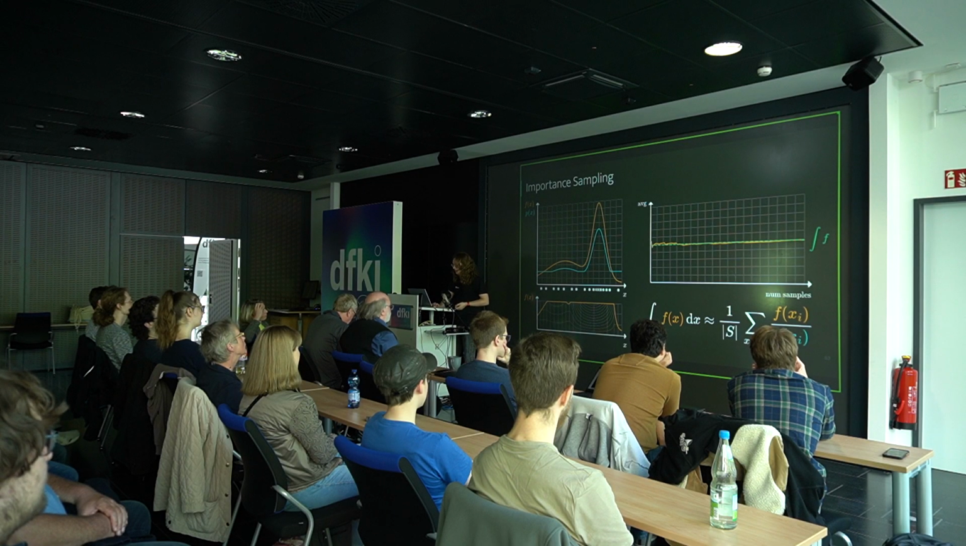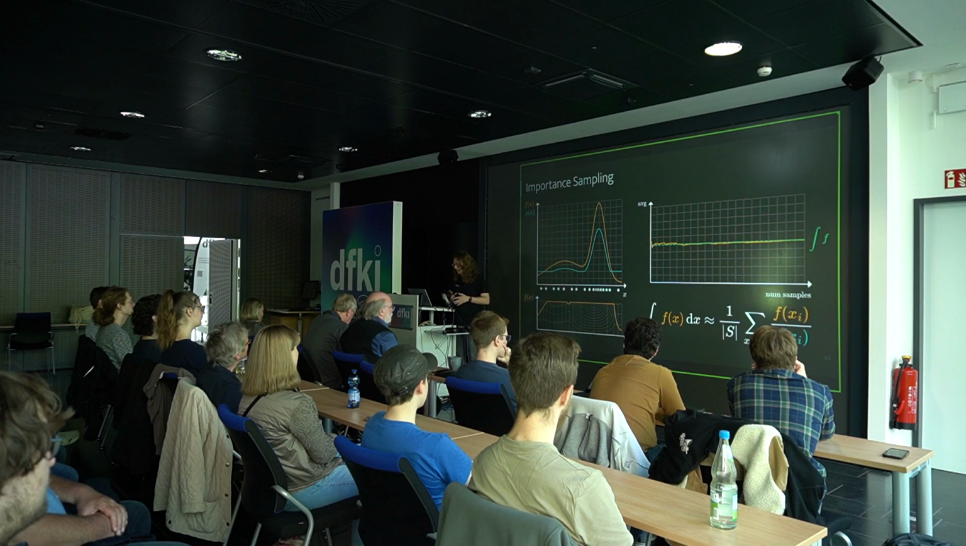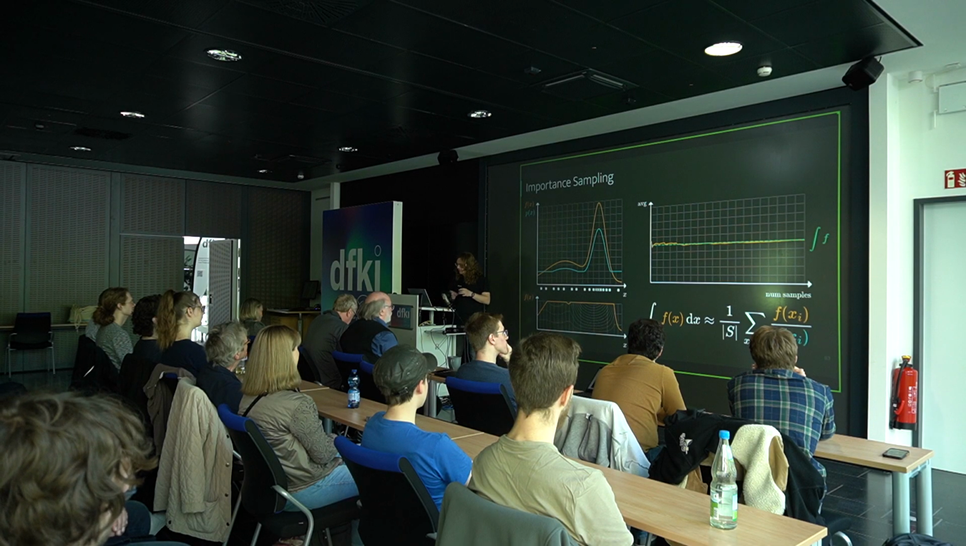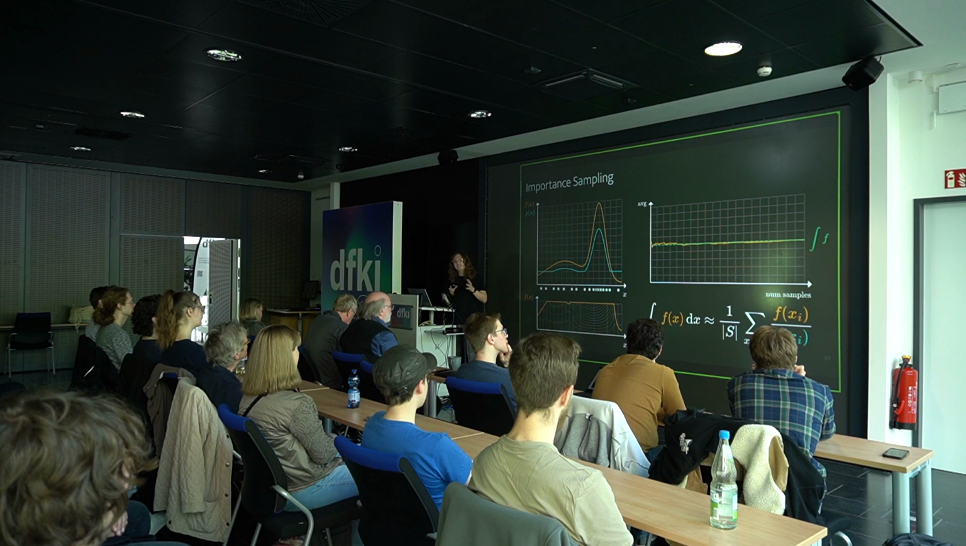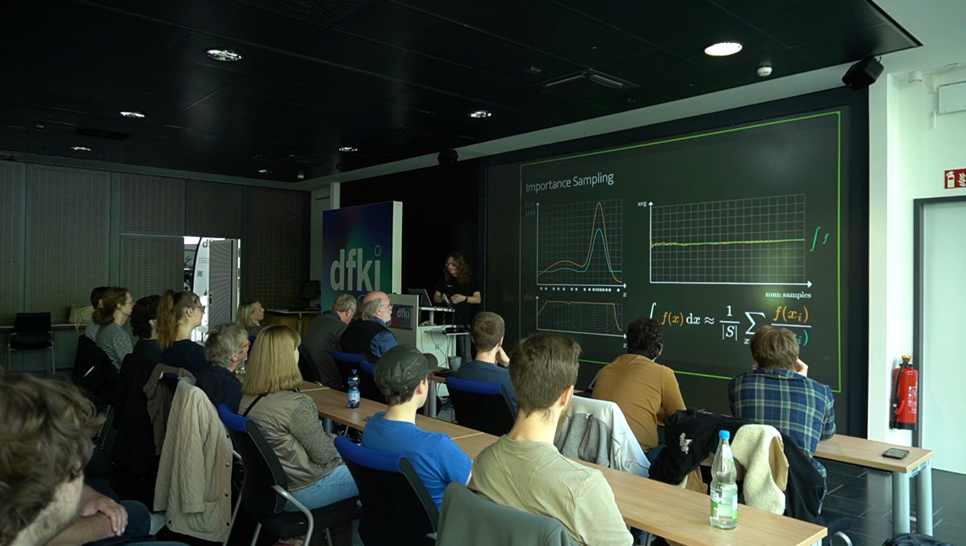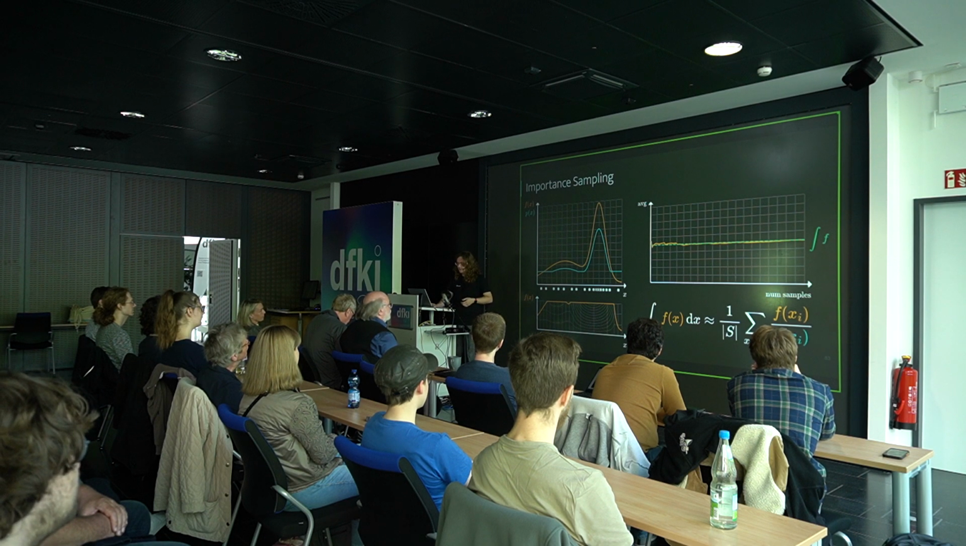This approach is known as importance sampling, and it is the foundation of everything that I'm about to show you today. The key takeaway here is we want to find sampling distributions that reduce the noise in our estimate by closely resembling the shape of our integral, as this reduces the number of samples we need to take and hence the time we need to wait for our computer to finish.